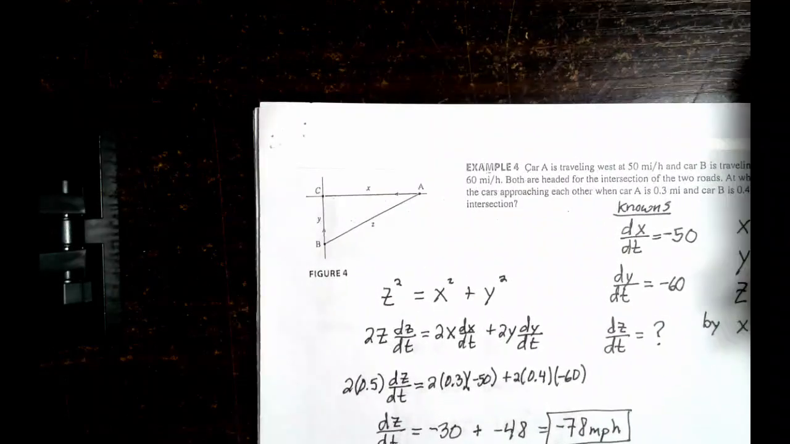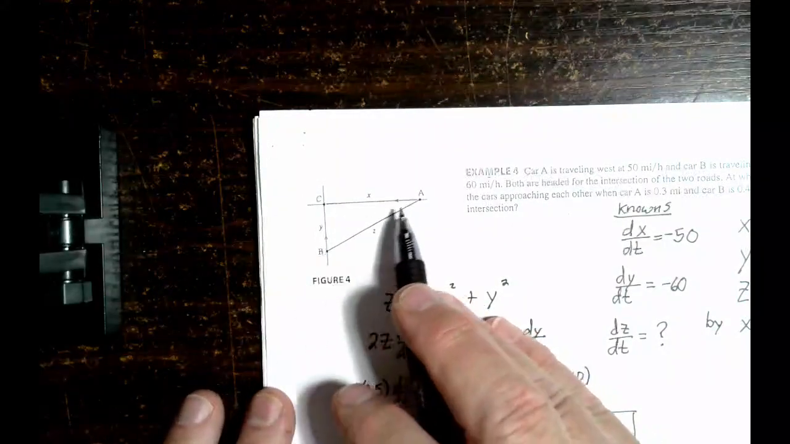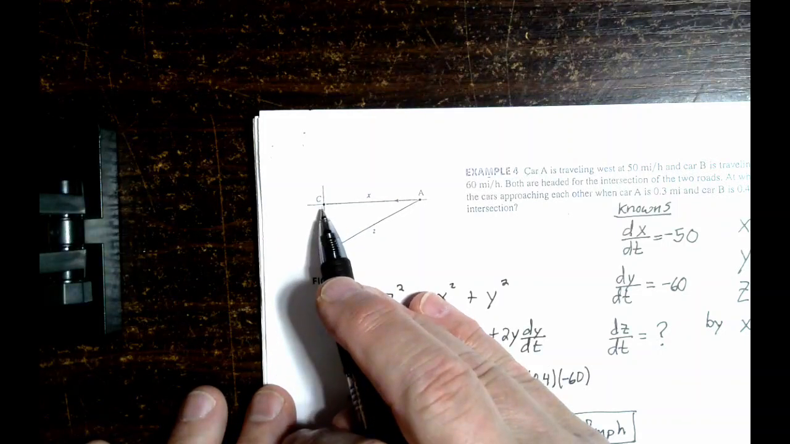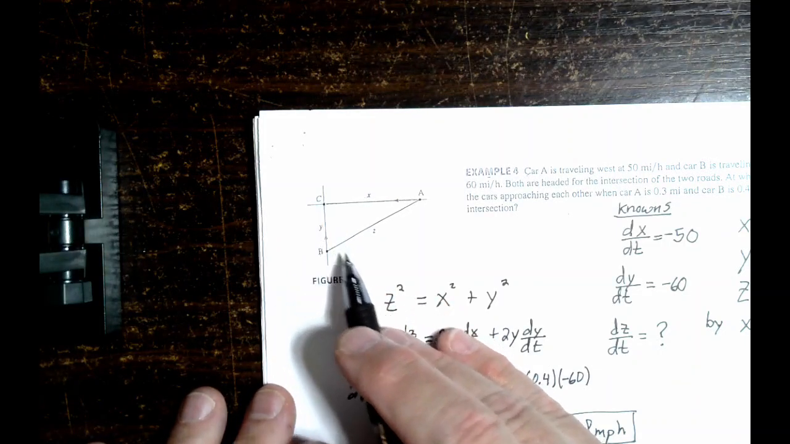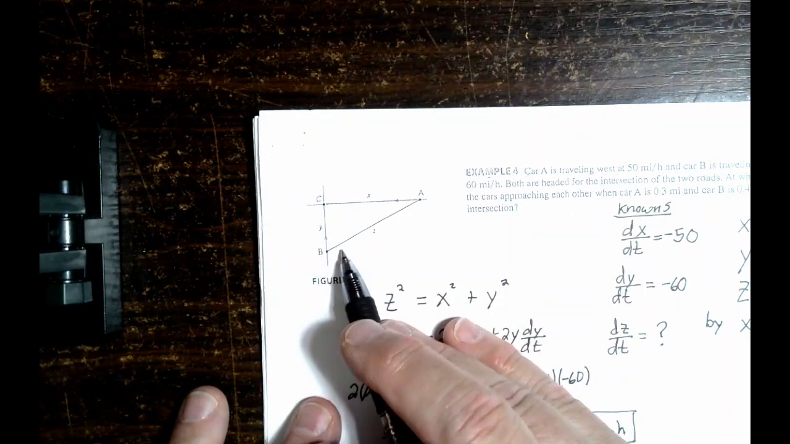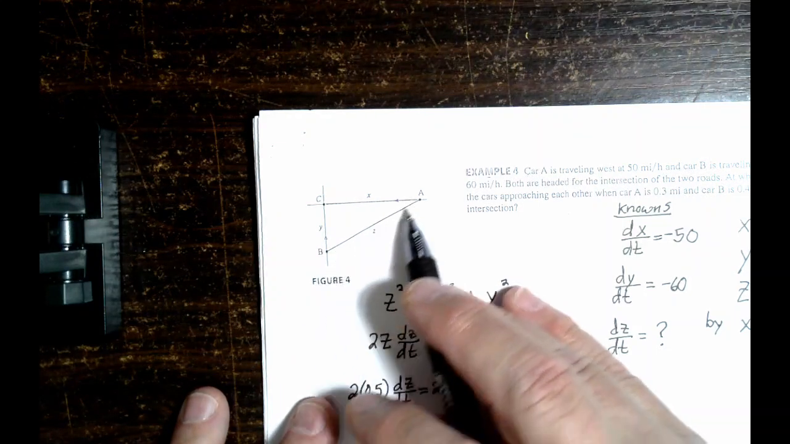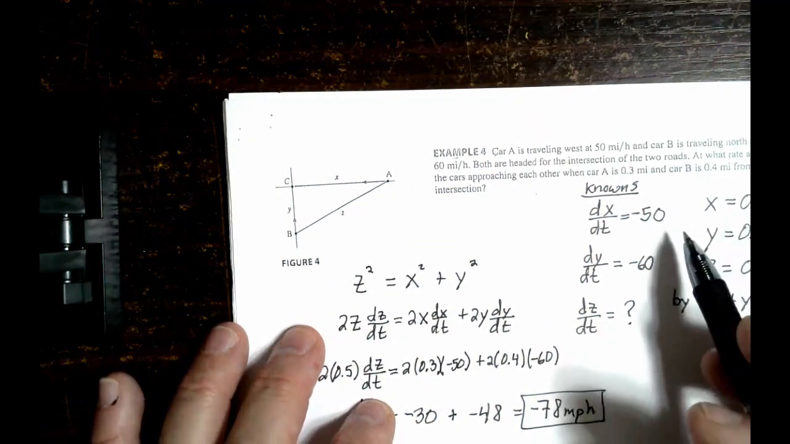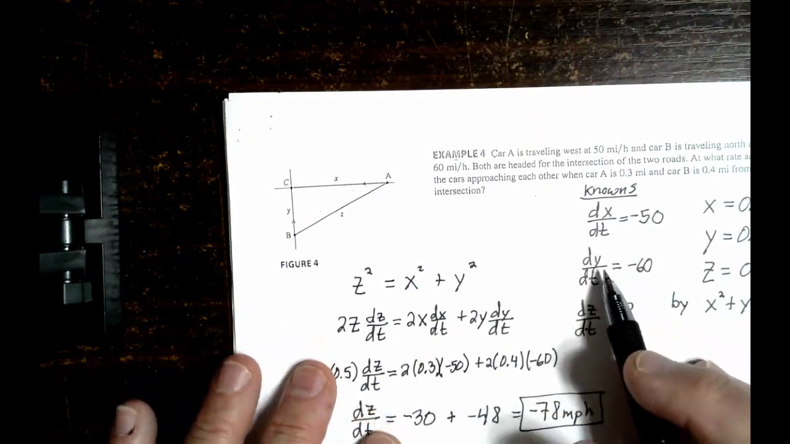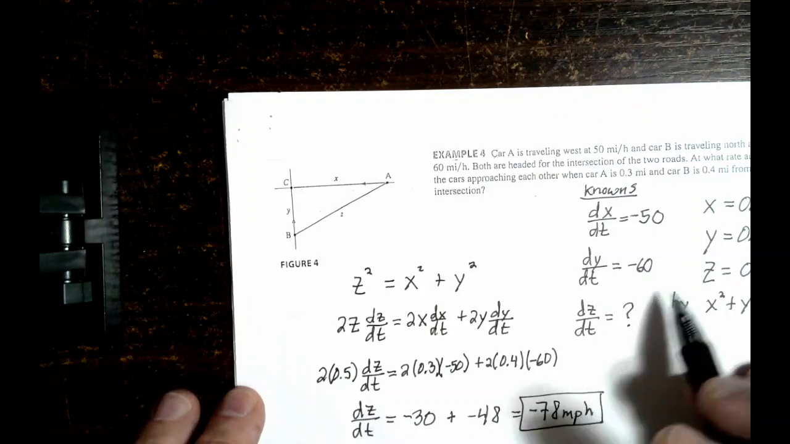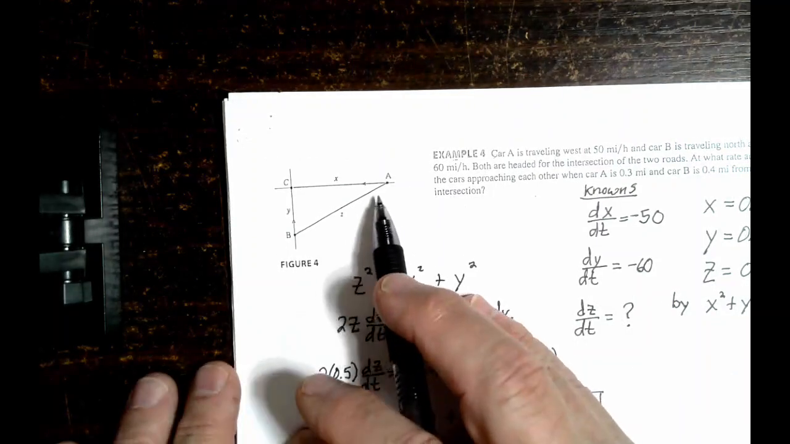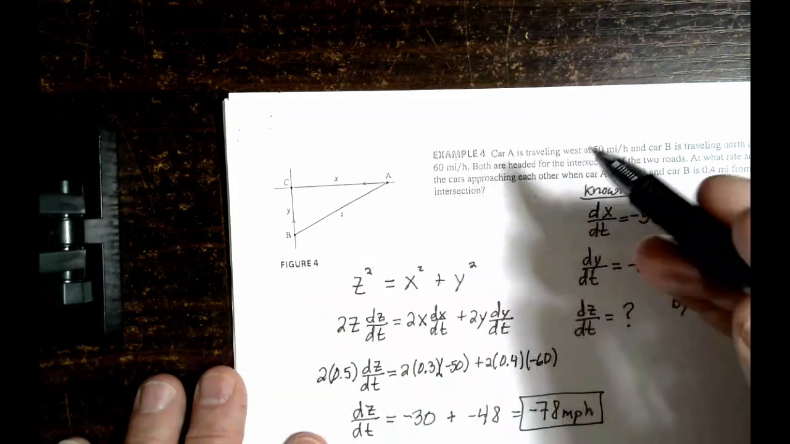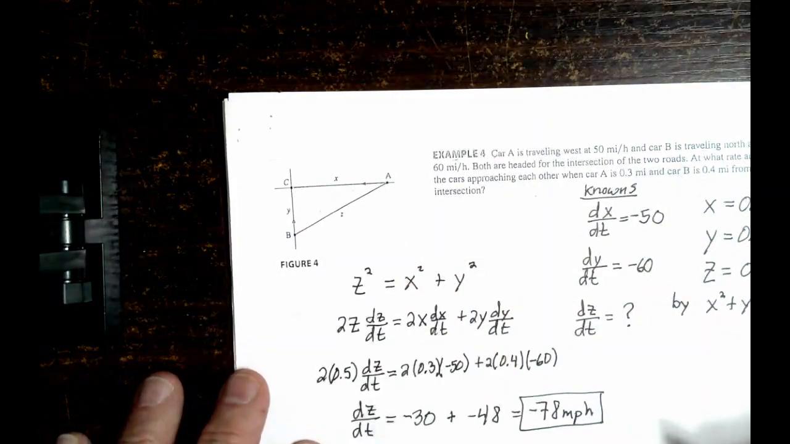Alright, two cars are traveling towards an intersection C. A is traveling this direction at 50 miles per hour. B is traveling this direction at 60 miles an hour. And they want to know how fast the distance is changing between the two cars. So they're asking the rate of change of z with respect to time. Well, they give you x prime and y prime, and they ask you to find z prime. They give you x here is 0.3 and y here is 0.4, so you can figure out by Pythagoras that z has to be 0.5.